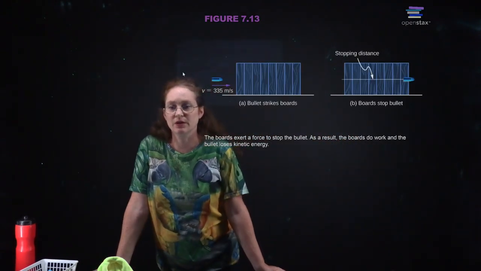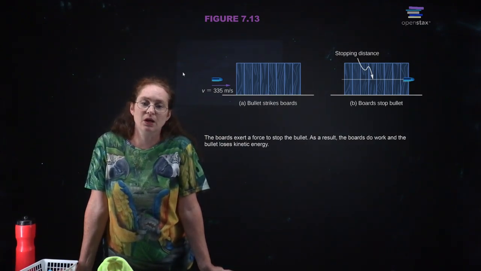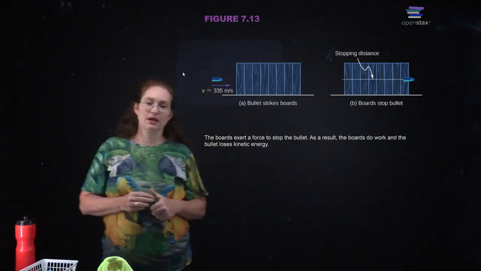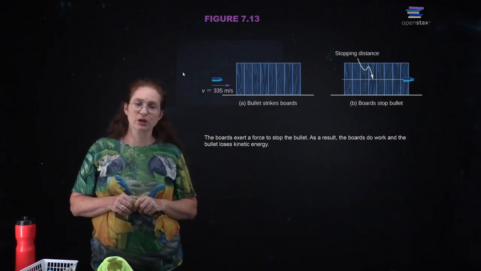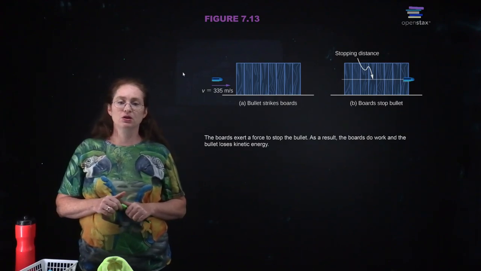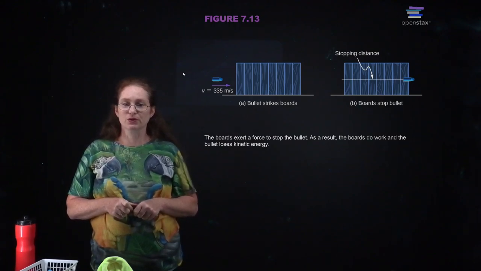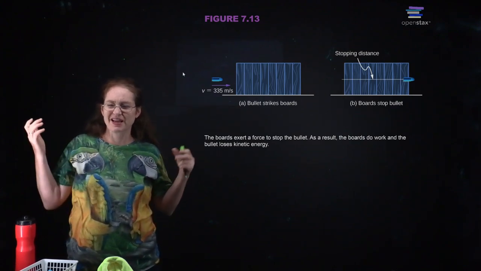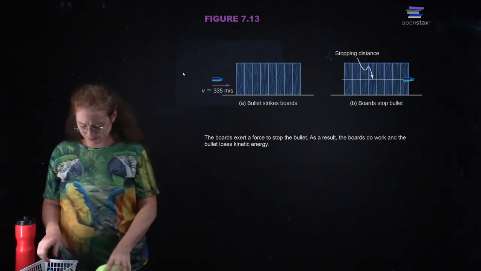Okay, so now we can consider another case. This is a lovely one. We have a bullet flying in, a bullet that hits a board. The board rubs against the floor, and then the board does work, so the bullet loses kinetic energy. So this is a nice one because, again, this requires that you put together a lot of different parts that you've learned already.